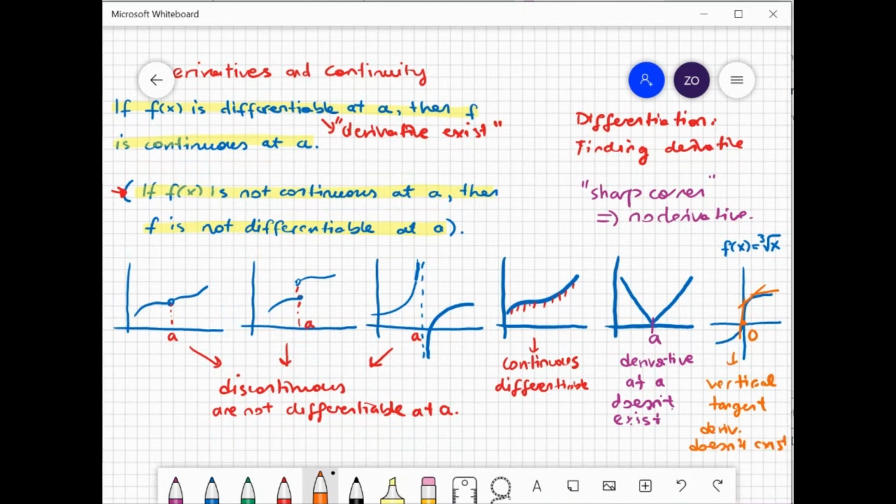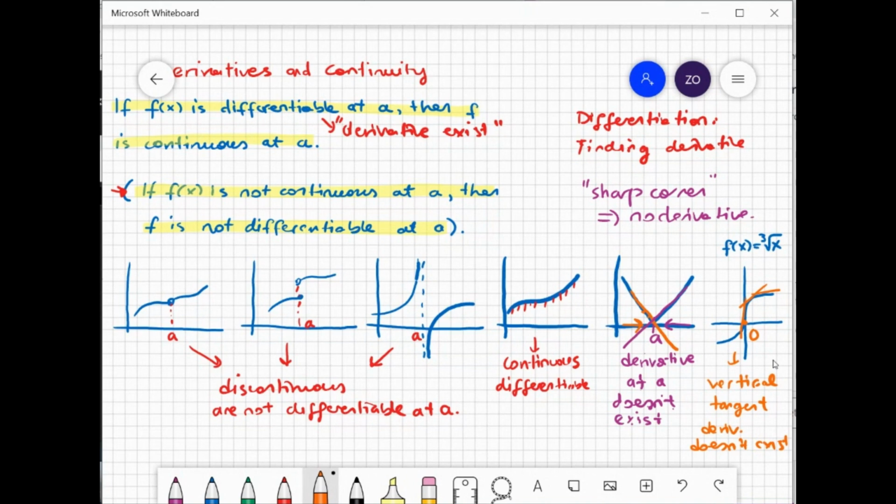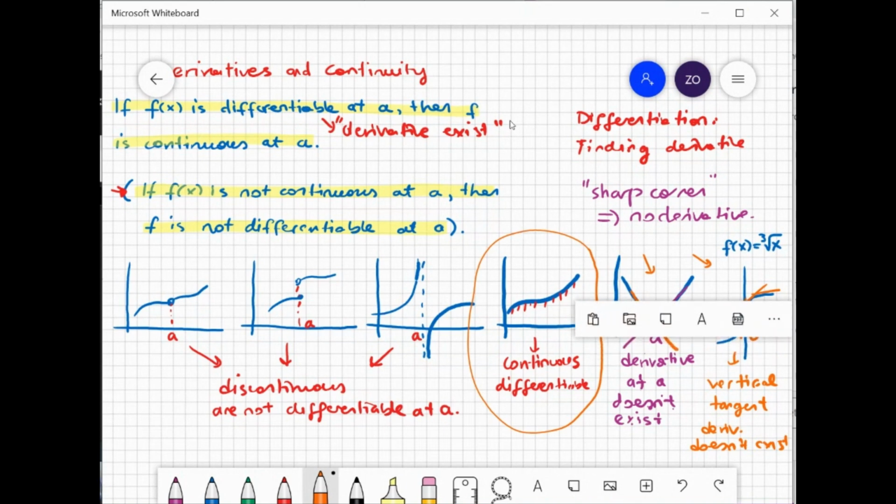Okay, so whenever we have sharp corners or vertical tangent lines, we say that the derivative doesn't exist. If the function is differentiable, then we say that it is continuous. However, when the function is continuous, it may or may not be differentiable, like these two cases. Most of the time we will have continuous functions where we can find the derivative, but the other cases are also possible.